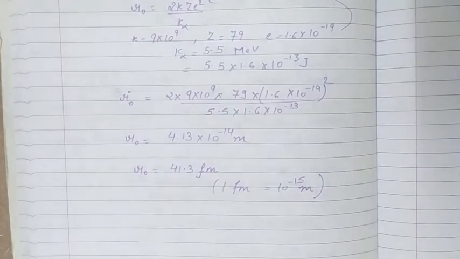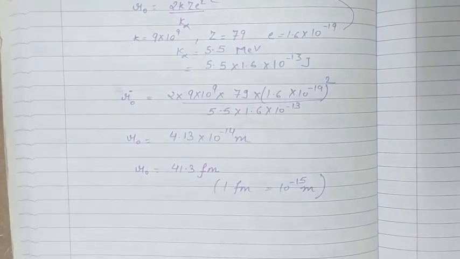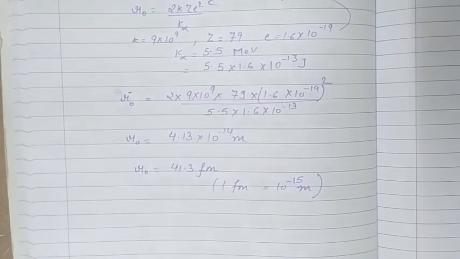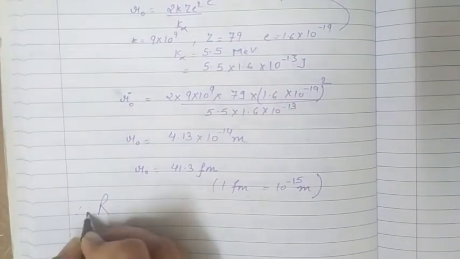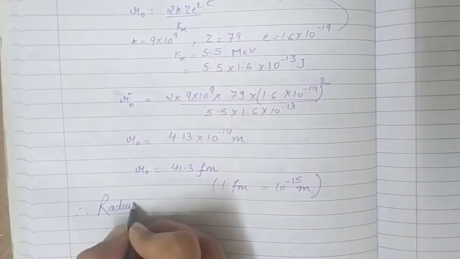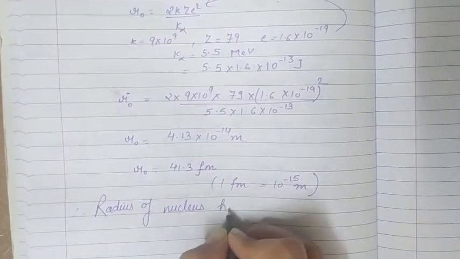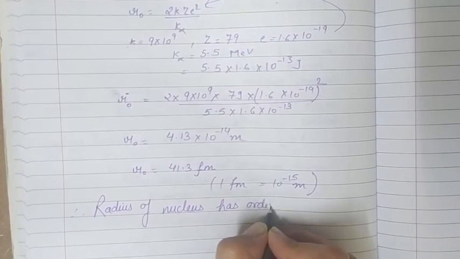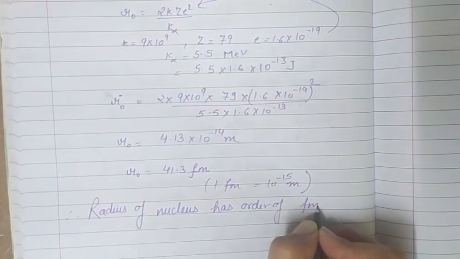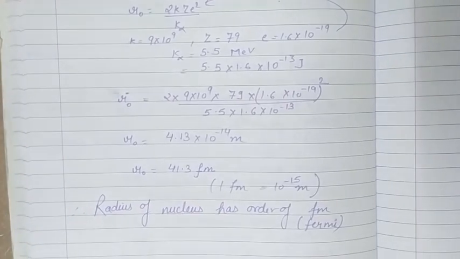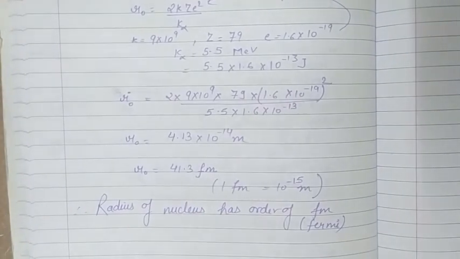The distance R naught is called distance of closest approach. The radius of nucleus is of the order of a Fermi, because this distance is of the order of Fermi and the radius is smaller than that. So radius of nucleus has order of Fermi, and 1 Fermi is equal to 10 to the power minus 15 meter.